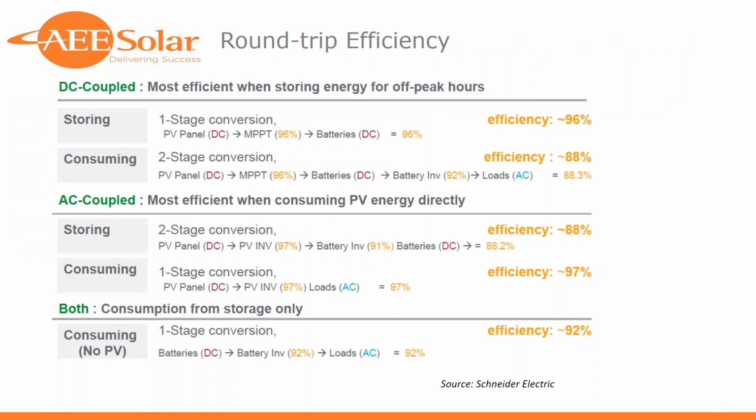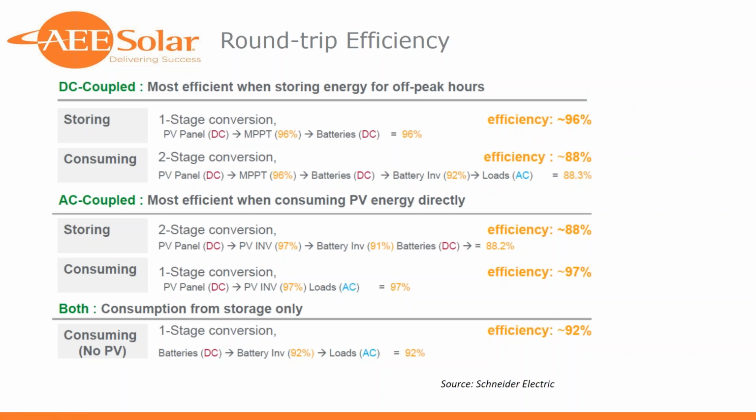Let's think about what the round trip efficiency is in DC coupled versus AC coupled. DC coupled, generally speaking, is most efficient when storing energy for off-peak hours. So when we're storing, we've got one stage conversion from the array down through the MPPT charge controllers right into the batteries. We've really simplified this. We've taken out the wiring losses, and we're going to assume we're using the same battery, so we've taken out the charge losses from the battery. So one conversion cycle from the MPPT charge controller, those are generally speaking pretty efficient, around 96%.